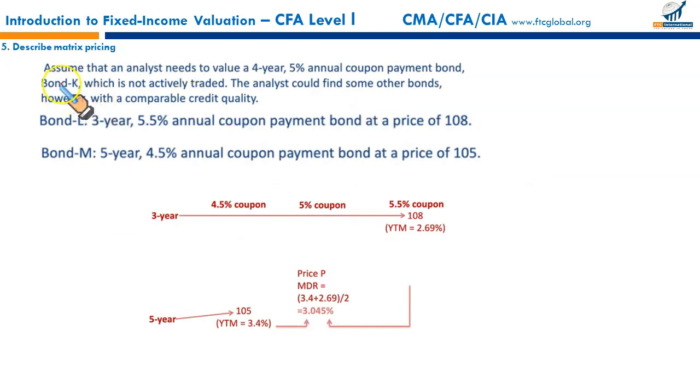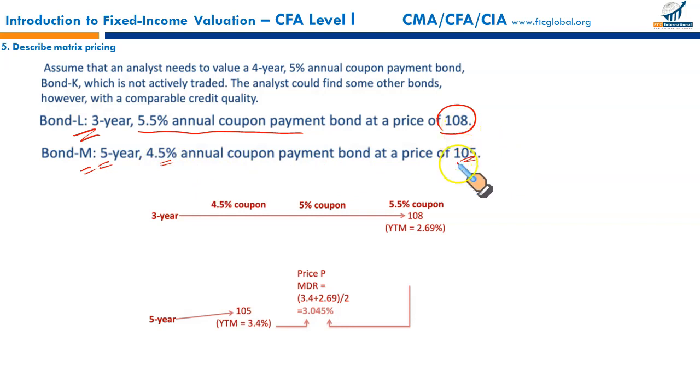Let's take an example. Assume that an analyst needs to value a 4-year 5% annual coupon payment bond, bond K, which is not actively traded. So we are not sure about its price. What we can do, the analyst could find some other bonds with a comparable credit quality. There are two bonds. We have selected bond L and bond M. Bond L is a 3-year 5.5% annual coupon bond currently priced at 108. Bond M, a 5-year bond with a 4.5% annual coupon payment, is priced at 105.